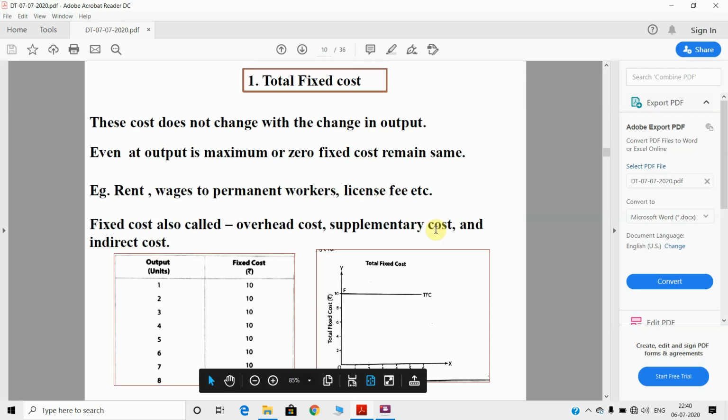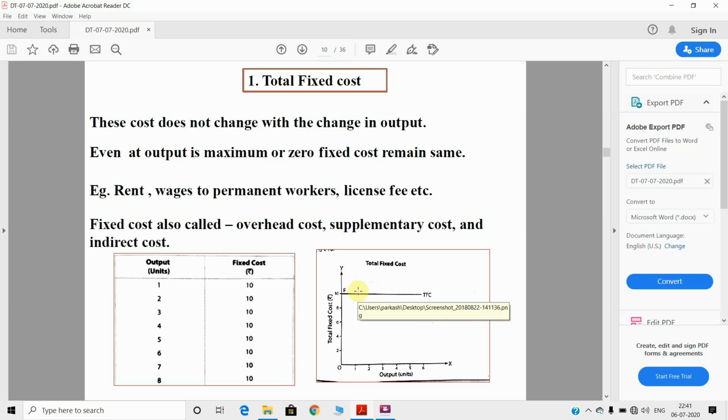Then total fixed cost. Total fixed cost is the fixed amount, whatever may be the change in output. Here the fixed cost is otherwise known as overhead cost, supplementary cost and indirect cost. So these are very important points you have to note down. That cost you have read from plus 2, but some new concepts are added in that class which have to be remembered by you. So the shape of the total fixed cost is horizontal to the x-axis, right?